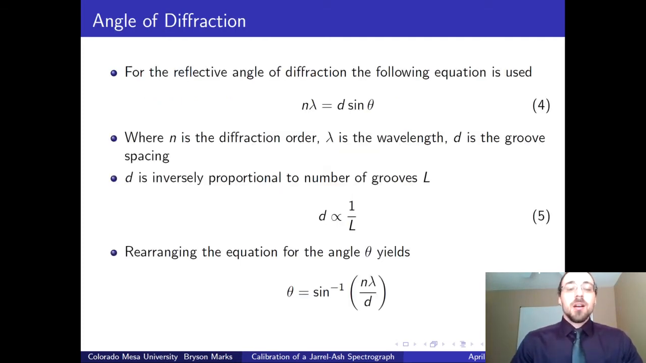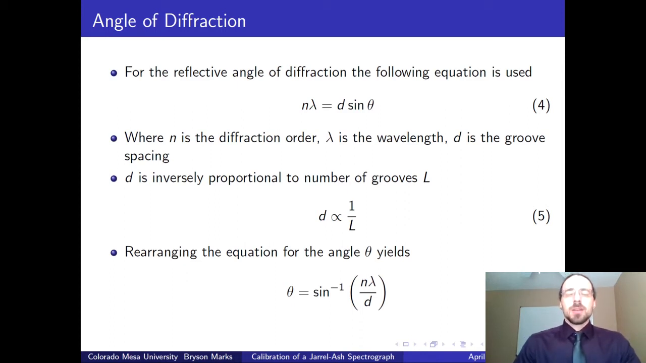For the angle of diffraction, the following equation 9 is used, where we have n lambda equal to d sine theta. This equation states that n lambda is an integer times the wavelength, and d sine theta is the path length of light. This lets us know that the path length of light is just an integer multiple of that wavelength, where n is the diffraction order, lambda is the wavelength of light, and d is the groove spacing.